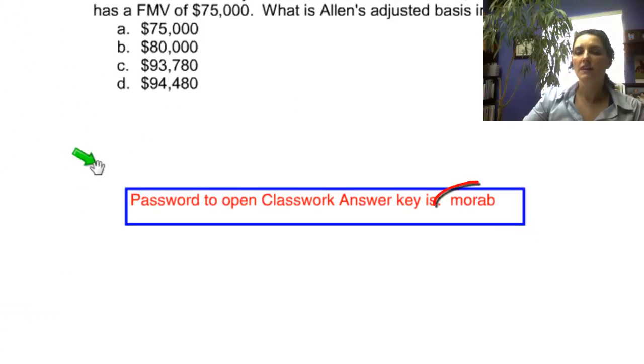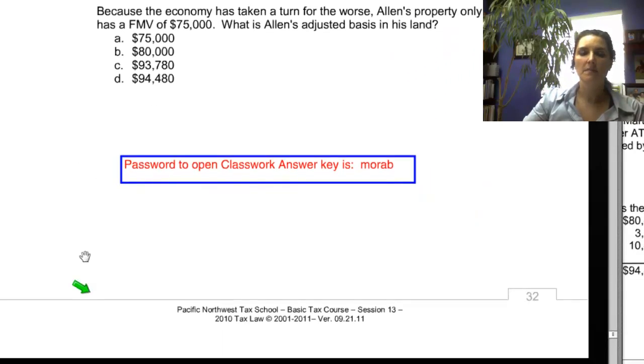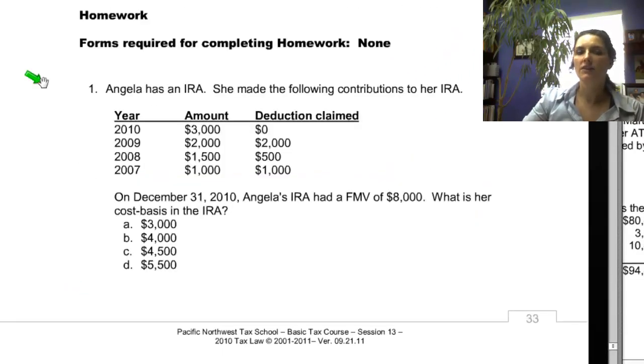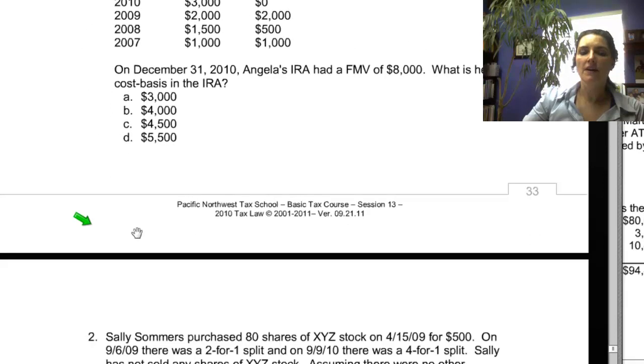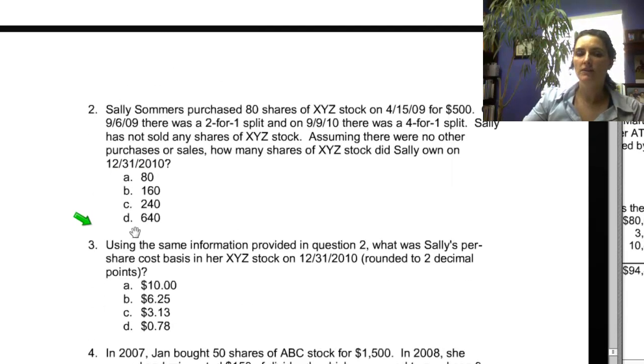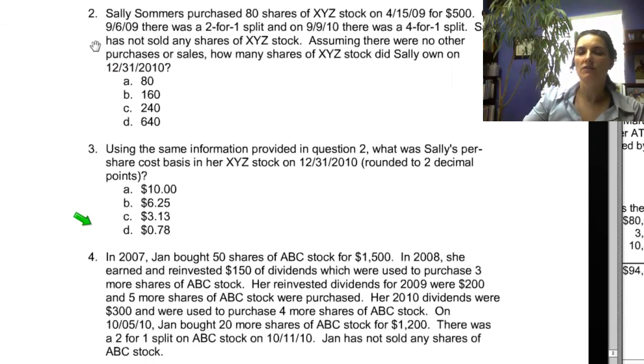The final password of the day is the password to open the Classwork answer key. That password is MORAB, which is spelled M-O-R-A-B. Your homework assignment is asking you to figure Angela's basis in her IRA and a number of other multiple choice type questions. So I'm going to leave you to read these on your own as your homework assignment. It should be a relatively straightforward assignment, but still somewhat challenging for you.